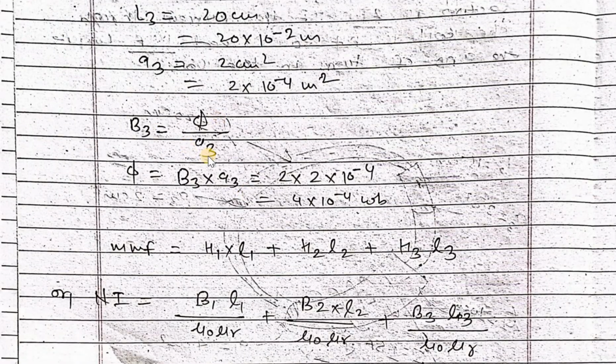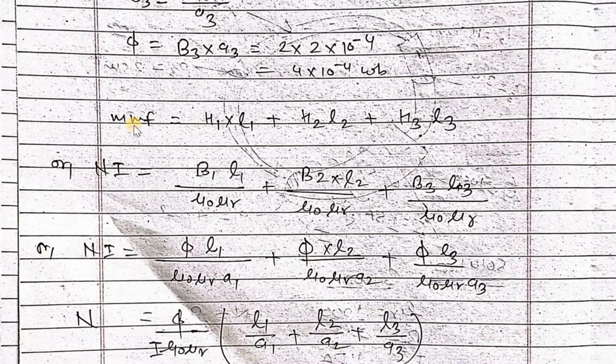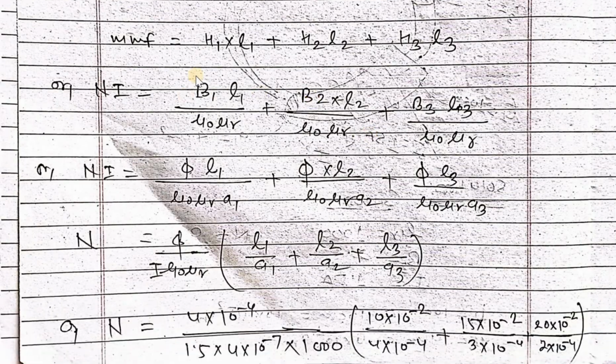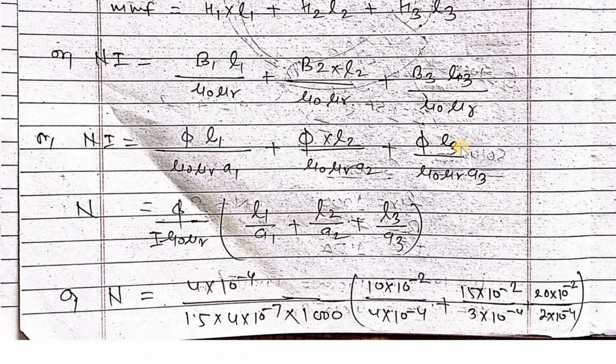Therefore B3 equals flux upon A3. Then we can get the value of flux. MMF equals H1 L1 plus H2 L2 plus H3 L3. Then in place of H1 we can write B1 upon mu naught mu r. Similarly, in place of H2, B2 upon mu naught mu r, and in place of H3, B3 upon mu naught mu r.